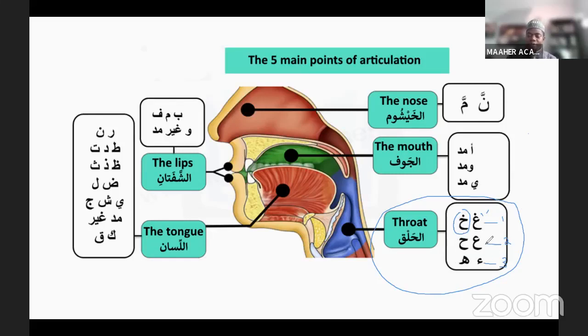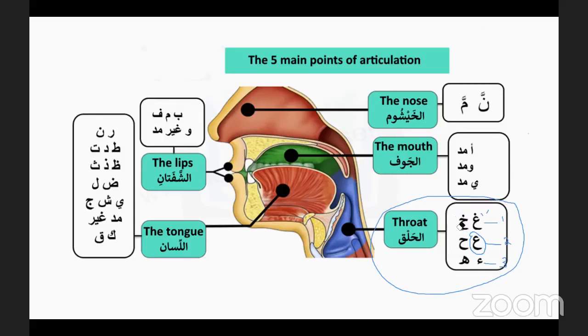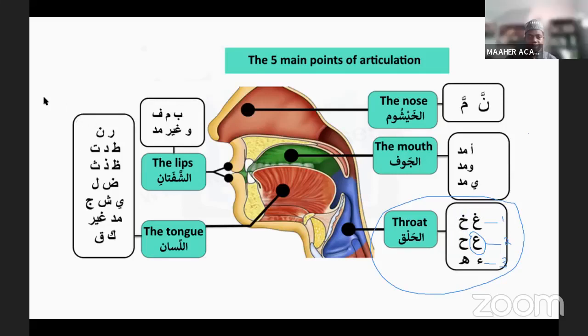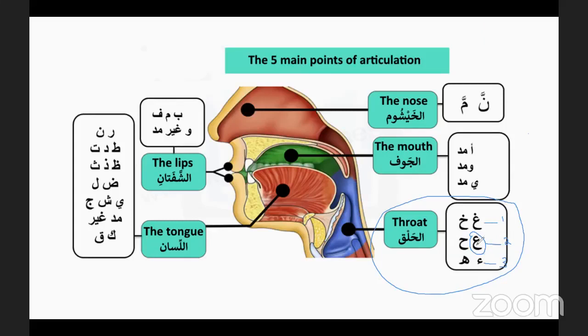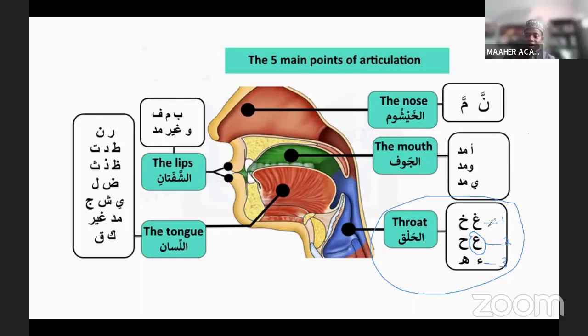Who's going to practice pronouncing the Ain for me? Aliyah, how do you pronounce this? How do you pronounce that letter there? Second, number 2. What's that letter? How do you pronounce it? Right? So the Ghain and the Kha come from the first layer of the throat. They're very close, but they're not the same sound.